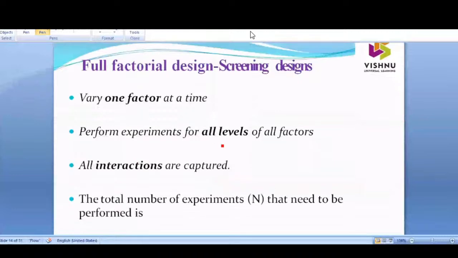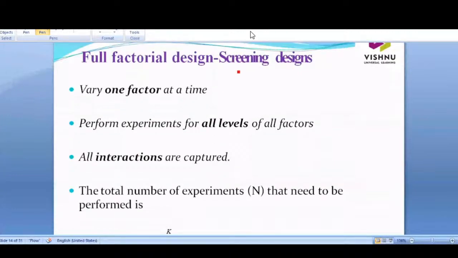So the full factorial design comes under screening design. It can vary one factor at a time. So there is the screening design called OFAT, one factor at a time. That means if you have three parameters, you can fix two parameters, then vary one parameter. Then you can observe what is the response or the yield of the process. So at a time you can vary only one factor. It is not possible to vary two factors at a time. Then you have to perform the experiment for all the levels.